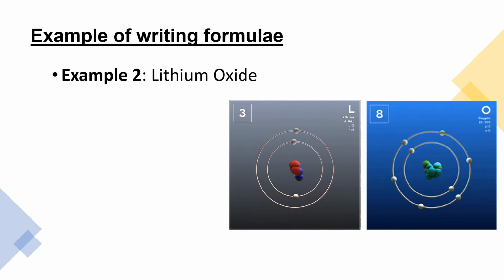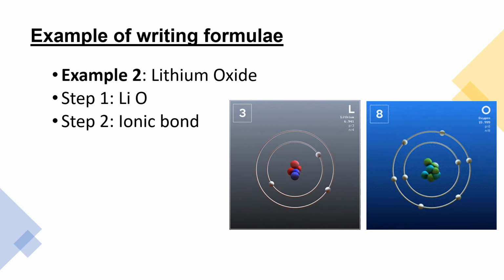Our last example involves lithium oxide. So again, step 1 is to identify the elements that play a role in this compound, which is Li and O. Step 2 is to identify the bond, which again is an ionic bond because lithium is a metal and oxygen is a non-metal. Step 3, write out the element names including their valencies. So Li has a valency of +1 and oxygen has a valency of -2.